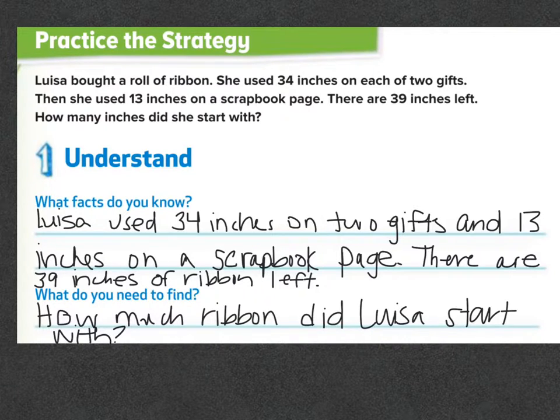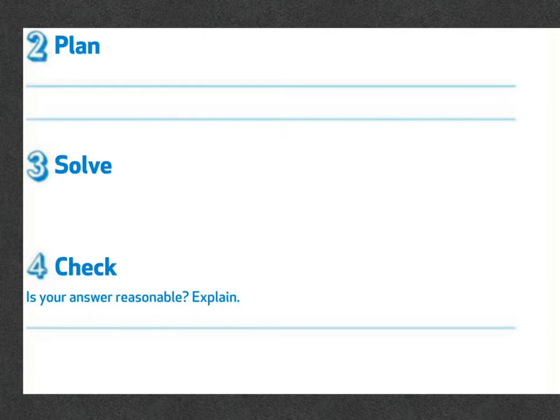All right, so we have our understand phase down. We know that she used 34 on 2 gifts. She had used 13 inches on a scrapbook page, and there are 39 inches left. Okay, so now we have to go to the next step, which is plan. All right, so to plan, I think we can solve the problem by starting with what she had left and then add the other amount of ribbon that she used to it. So that's what I'm going to do for my plan.